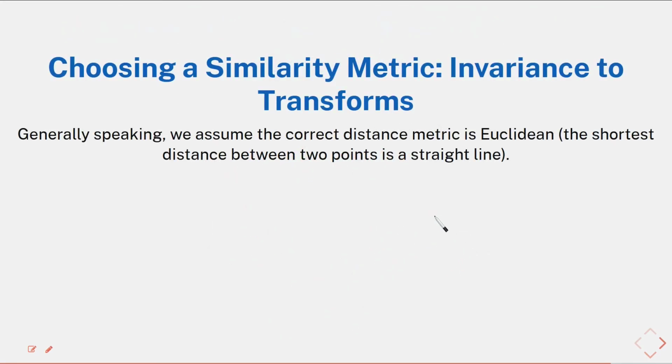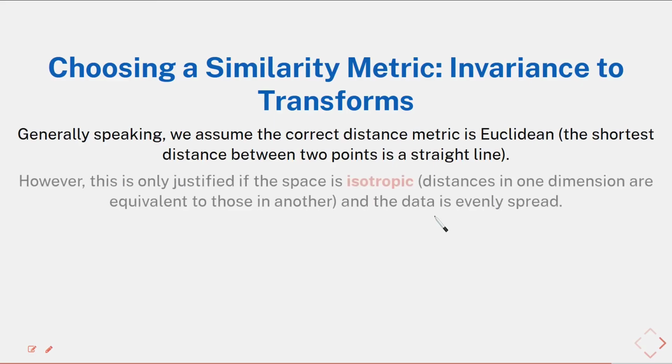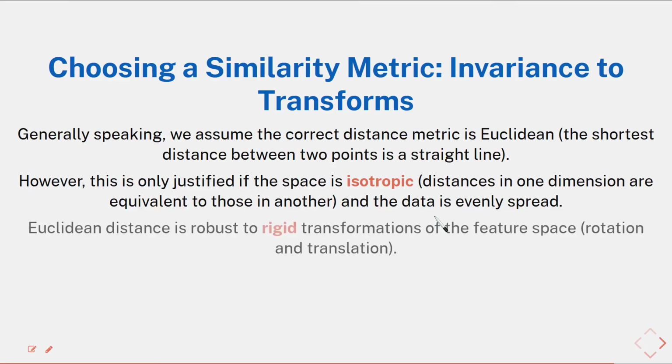So generally speaking, we assume that the correct distance metric is Euclidean, which means that the shortest distance between 2 points is a straight line. So we assume that the feature space is a Euclidean space. This is justified if the space is isotropic, which means that distances in one dimension are equivalent to those in another, which you can ensure through things like data normalization, and that the data is evenly spread, so that for samples in one part of the feature space, the distance between them is just as significant as the distance between samples in other parts of the feature space.